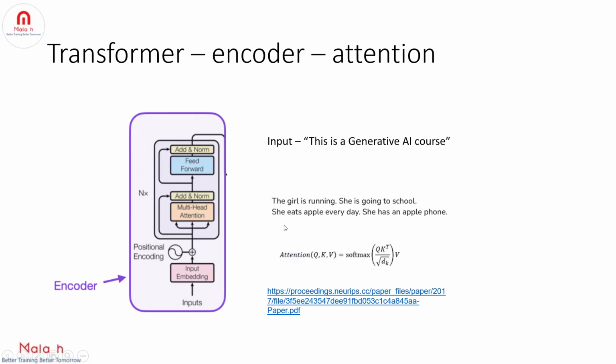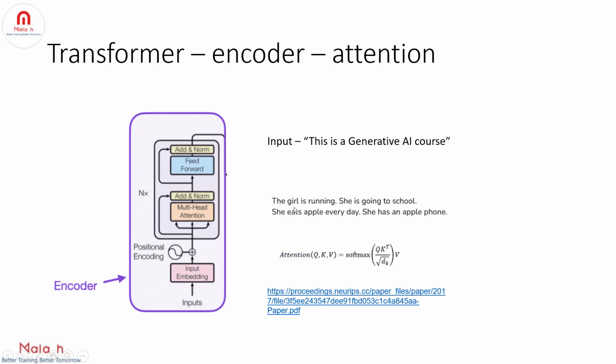For example, instead of "this is a generative AI course", let's assume we took this input sequence as the input to our model: The girl is running, she is going to school. She eats apple every day, she has an Apple phone, right? So even after using positional encoding, the model still doesn't know the context of a word in a sentence. If you see here, how does the model know that she refers to girl?